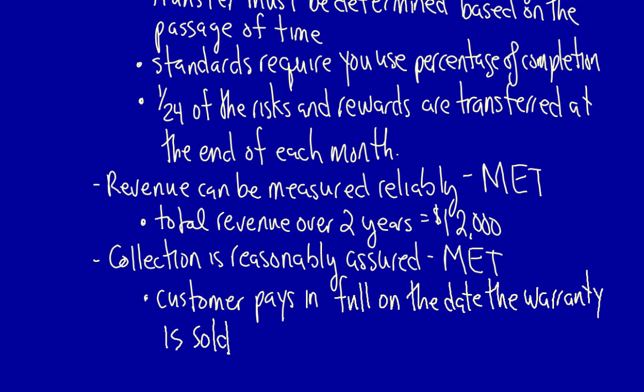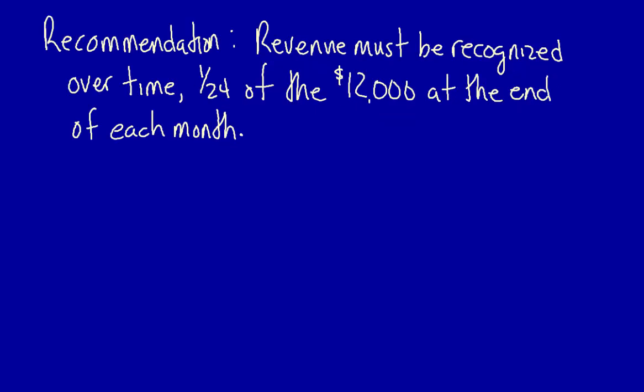At the end of my analysis, I need to make a recommendation that follows my analysis. In this example, my recommendation would be, recommendation, revenue must be recognized over time, 1/24 of the $12,000 at the end of each month. Notice that my recommendation follows my analysis. Depending on who your audience is, you may want to include the adjusting entry. In this case, we have to. We're writing to the controller and we were asked to provide adjustments.